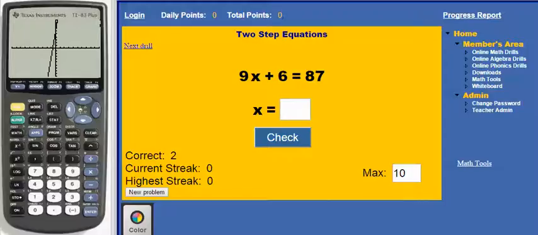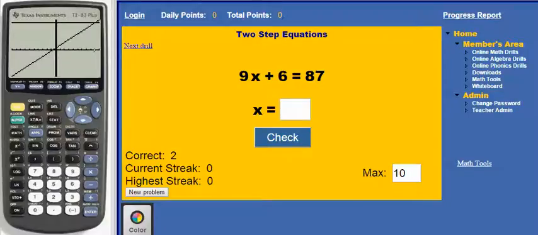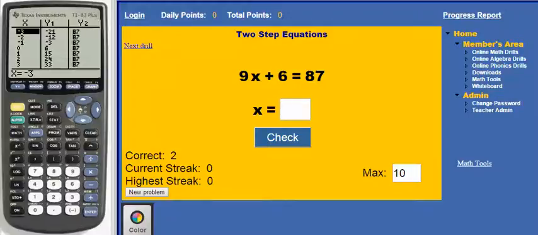Can't see it on the graph, so it's always good to do this. Zoom. You could go out, but sometimes you have to do it several times. So I'm going to do zoom fit, which is 0. So I can see somewhere over here around 10. I'll look at my table, somewhere around 10. And it's actually 9. So y1 and y2 are 87 at 9.